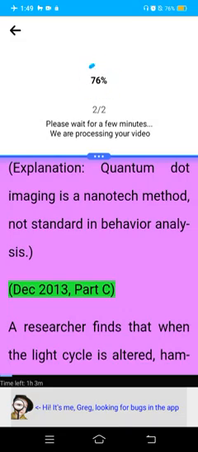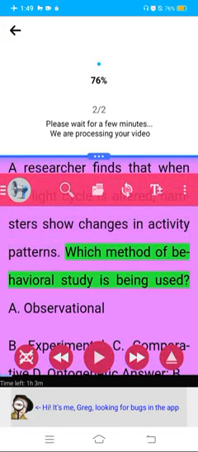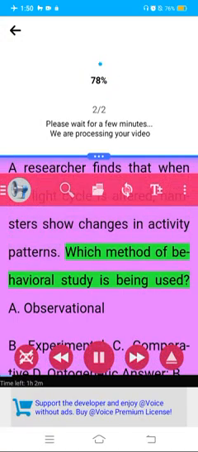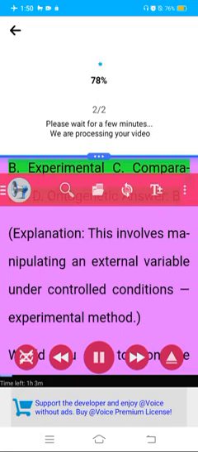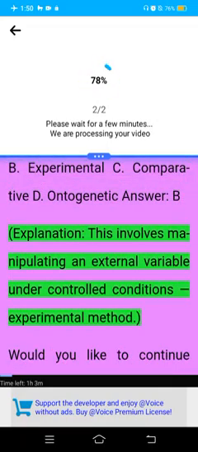December 2013, Part C. A researcher finds that when the life cycle is altered, hamsters show changes in activity patterns. Which method of behavioral study is being used? A. Observational. B. Experimental. C. Comparative. D. Ontogenetic. Answer, B. Explanation. This involves manipulating an external variable under controlled conditions. Experimental method.